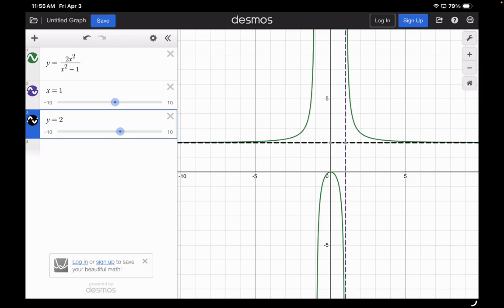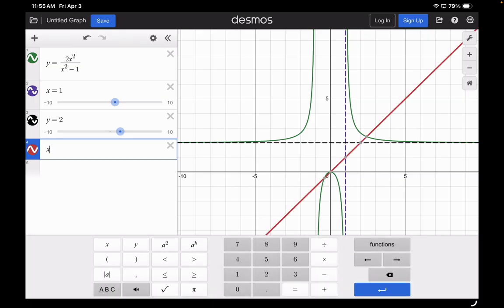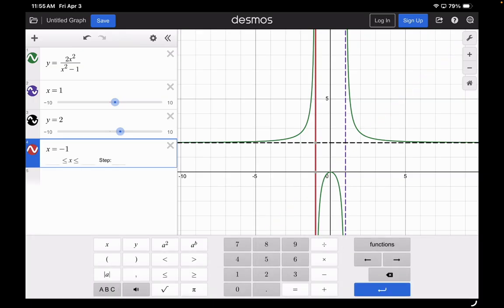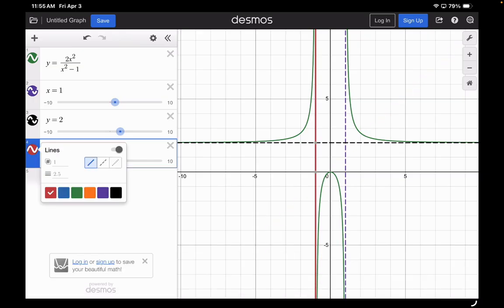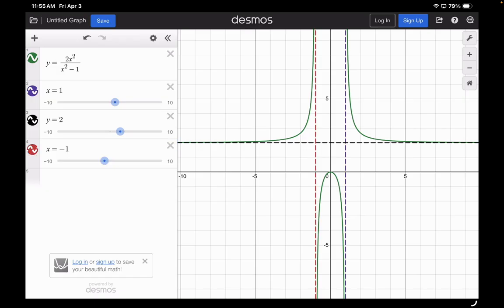Let's see if I put in x equals -1. Is x equals -1 a vertical asymptote? Yes. How did we miss that? Oh, because it's plus or minus 1. Yeah, it literally is plus or minus.